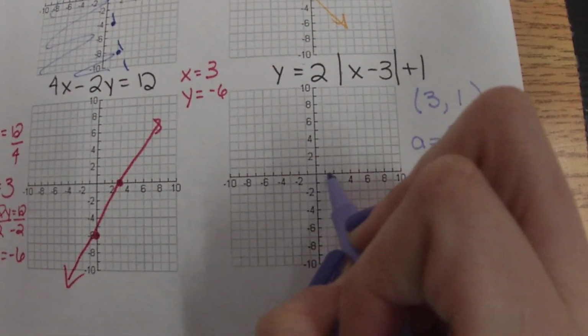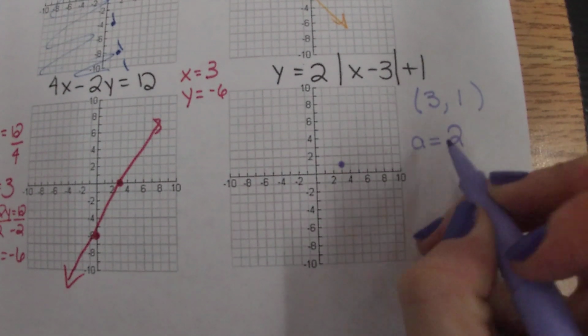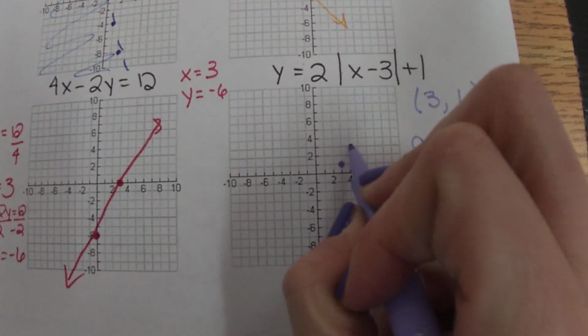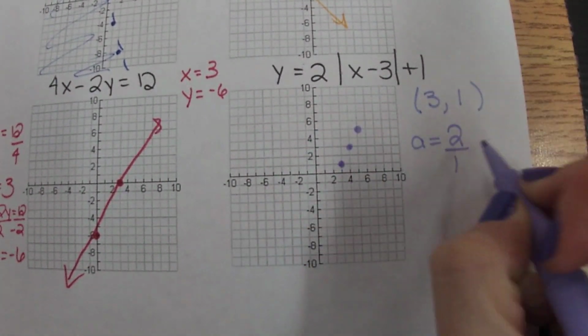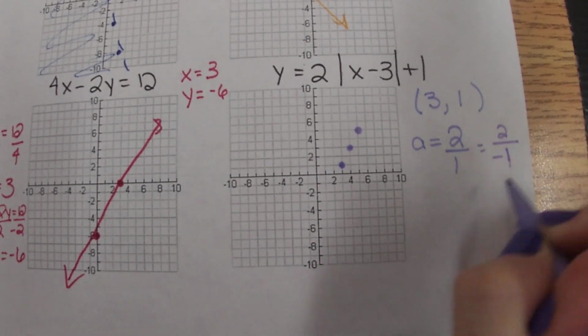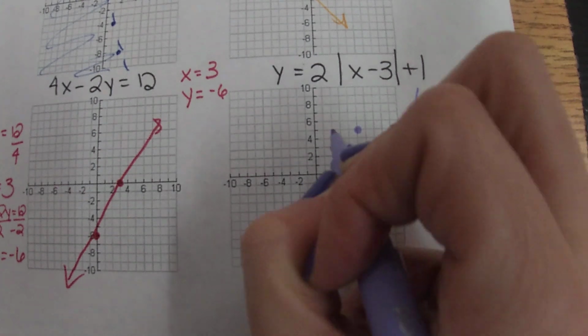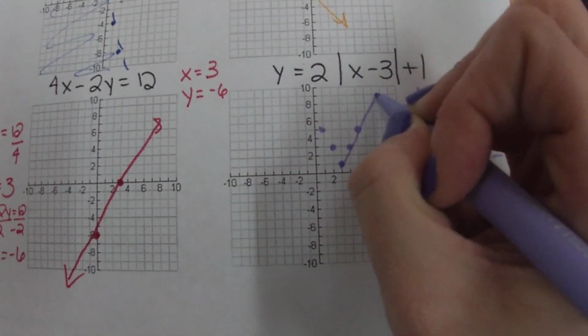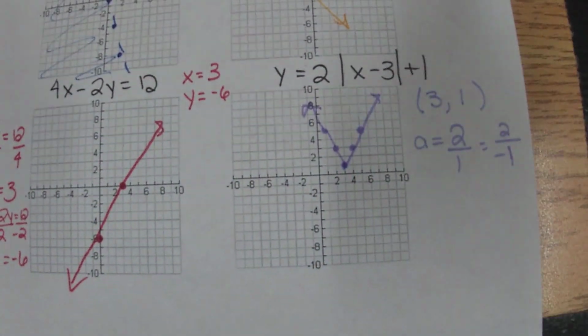So we are going to plot the point 3, 1. Okay, and we're going to go up 2 over 1. Right? But we also need to consider the other side of this where we're changing the sign of the denominator. We're going up 2, left 1. And there is our V.